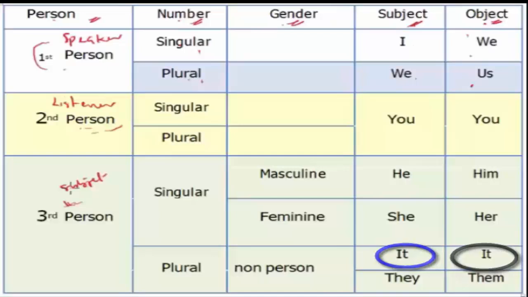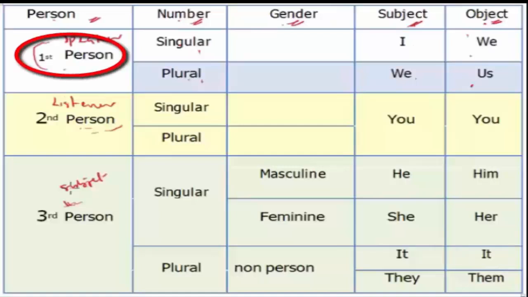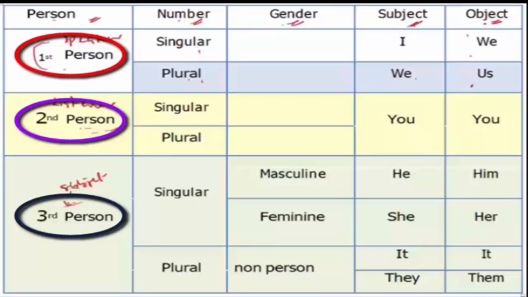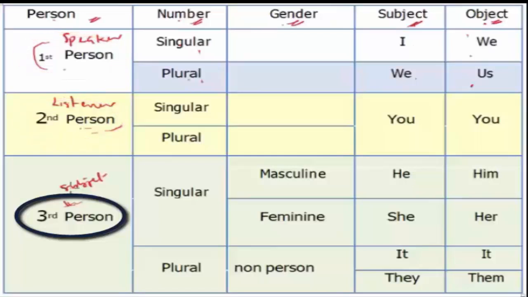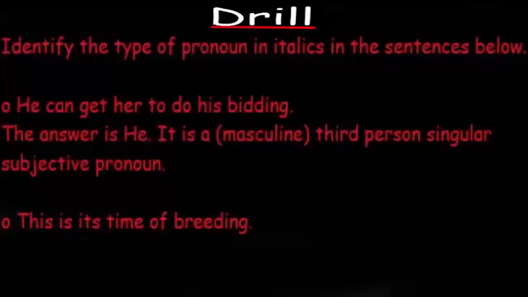Don't forget, when we say first person, we are referring to the speaker. The second person is the person listening. And of course, the third person is the subject of discourse, the subject of discussion. That is that. So you study this table very well. Try to understand the table. It's very important. Now, here is a drill for you.